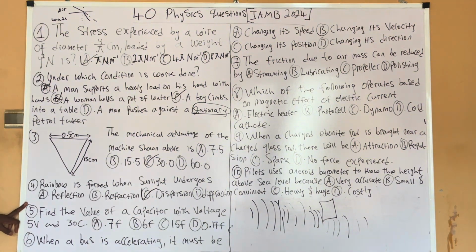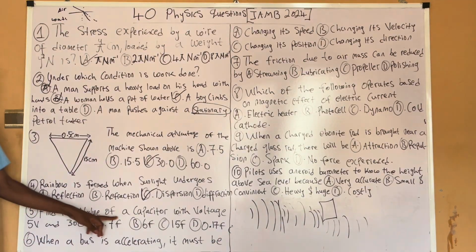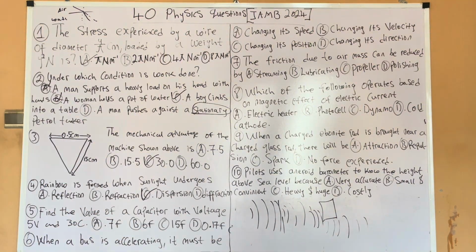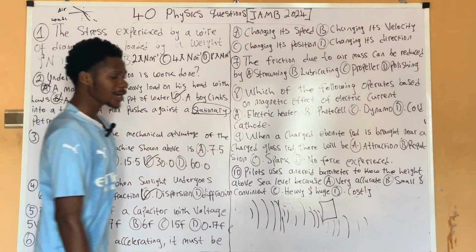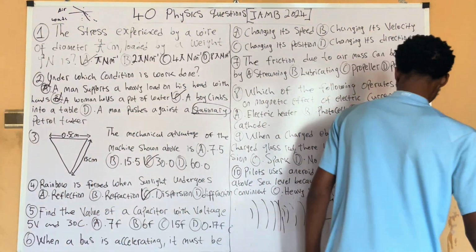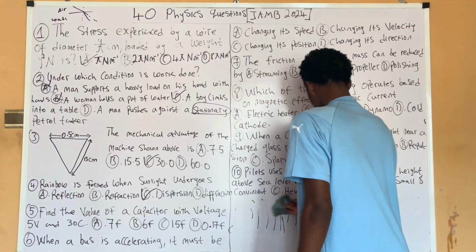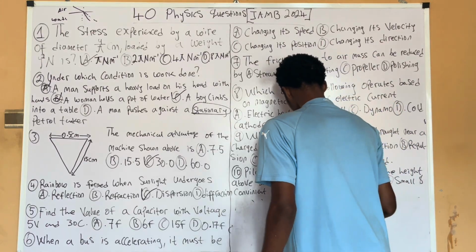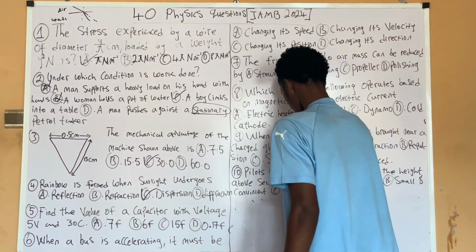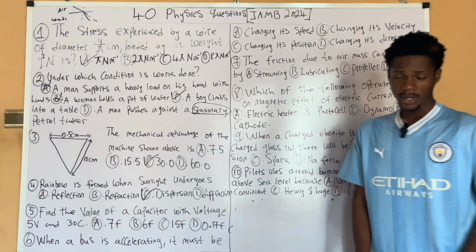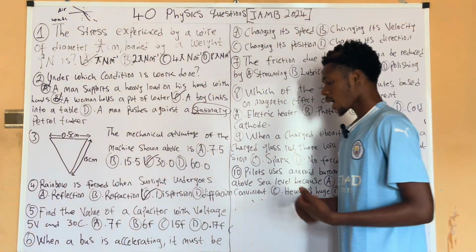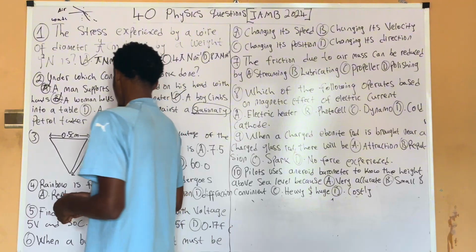Now the next question here is question 5. Find the value of a capacitor with voltage 5 volts and 30 coulombs. We are given the voltage and the charge on the capacitor. The formula used in calculating the capacitance of a capacitor is the charge divided by the voltage. That is what we define as capacitance of a capacitor. The capacitance of a capacitor simply tells us how much charge it can store per unit voltage.